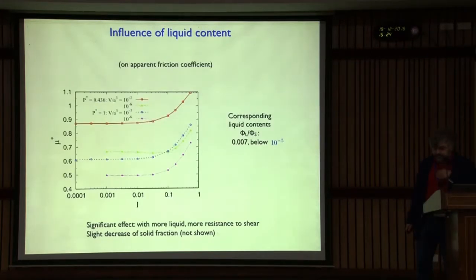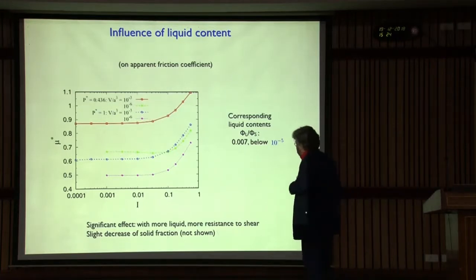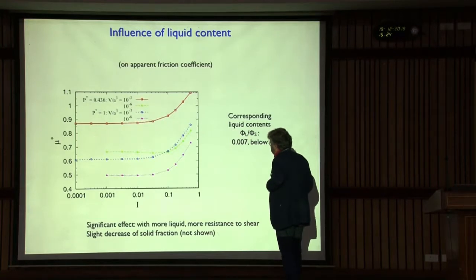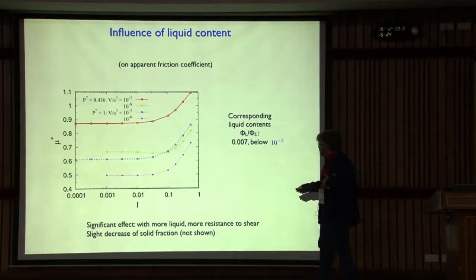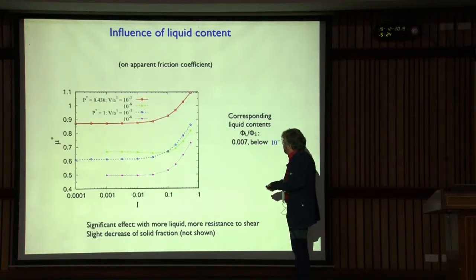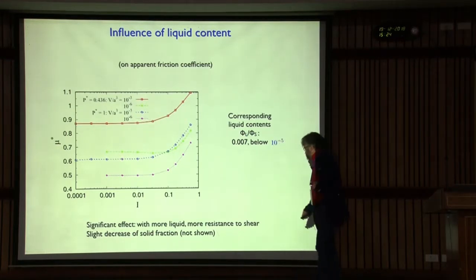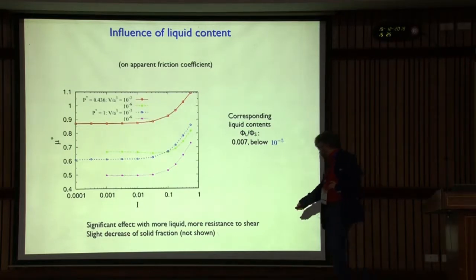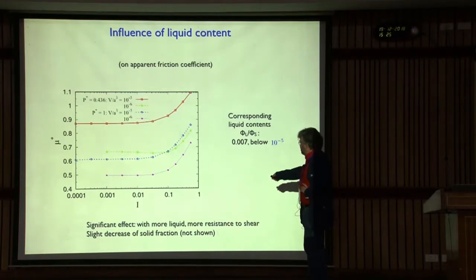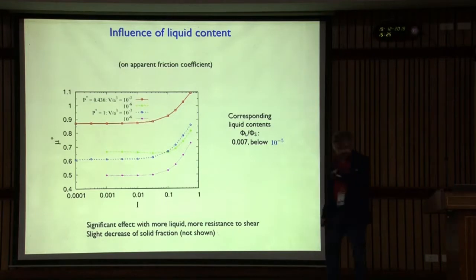Okay, the influence of liquid content on this rheology is by no means negligible. This is shown here in this set of results, for which the meniscus volume changes from 10 to the minus 3, which is about this value of liquid content expressed by this ratio, down to a very small value, the limit of extremely small menisci very nearly. So this is how it changes for this value of p star if we reduce the size of the meniscus to almost nothing, and same effect at p star equal to 1. Meanwhile, we only see a slight decrease of solid fraction if we increase the liquid content. So here, with significant increase of mu star if we increase the liquid content, and slight decrease of solid fraction.